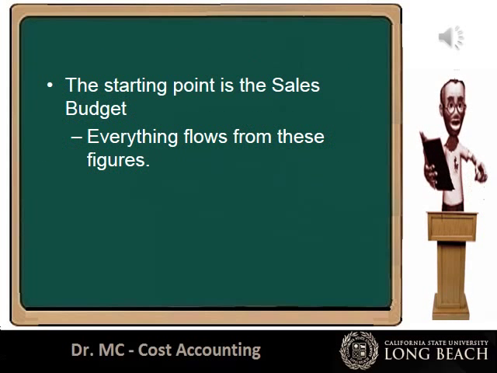The starting point in the budgeting process is the sales budget. Everything flows from this budget. Here a firm states how much business it will do. If it is a manufacturing firm, this is where the firm states how many units it expects to sell during the year.